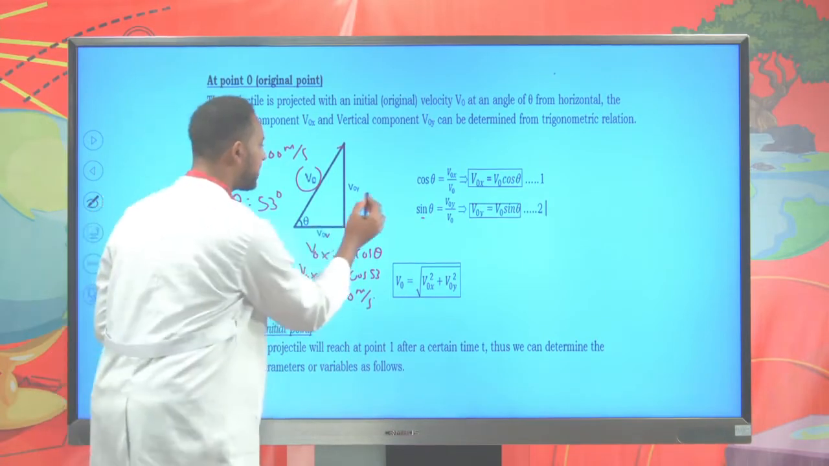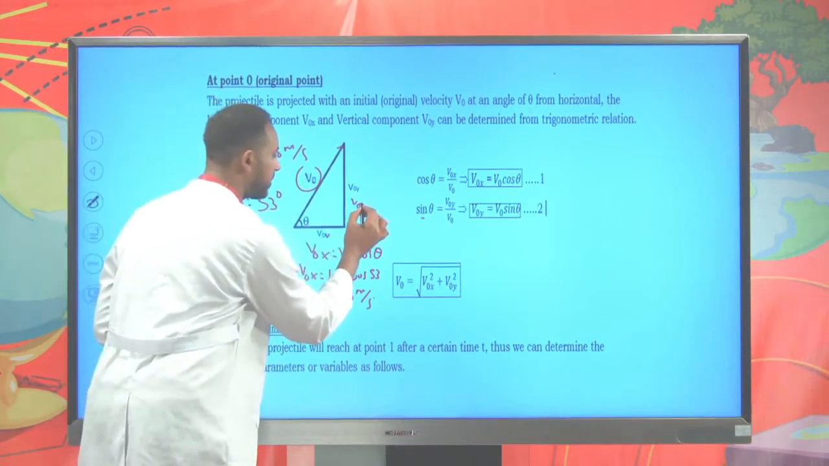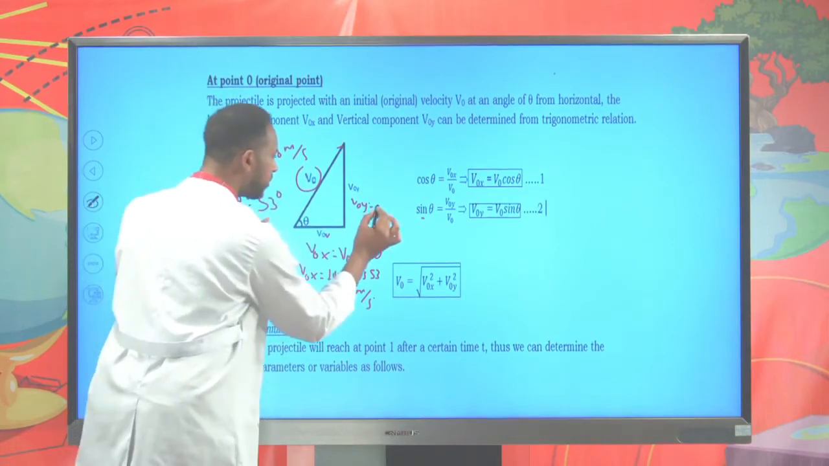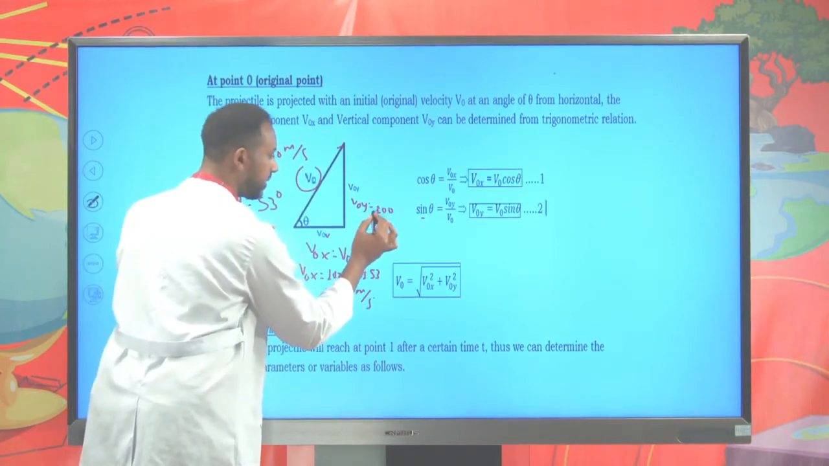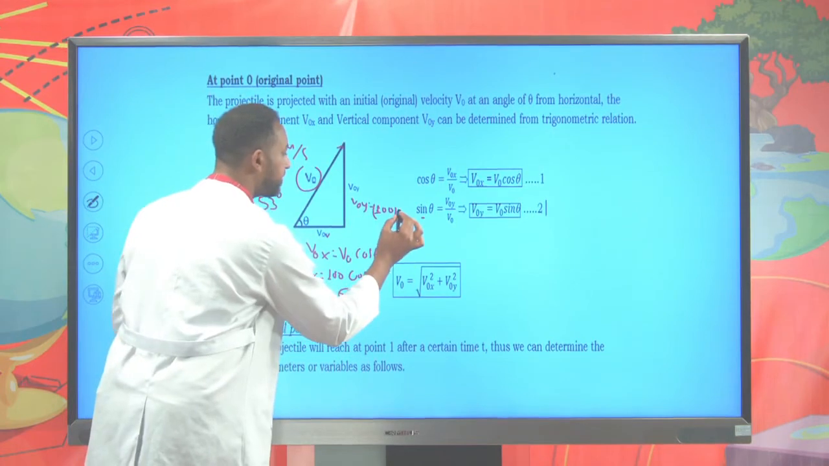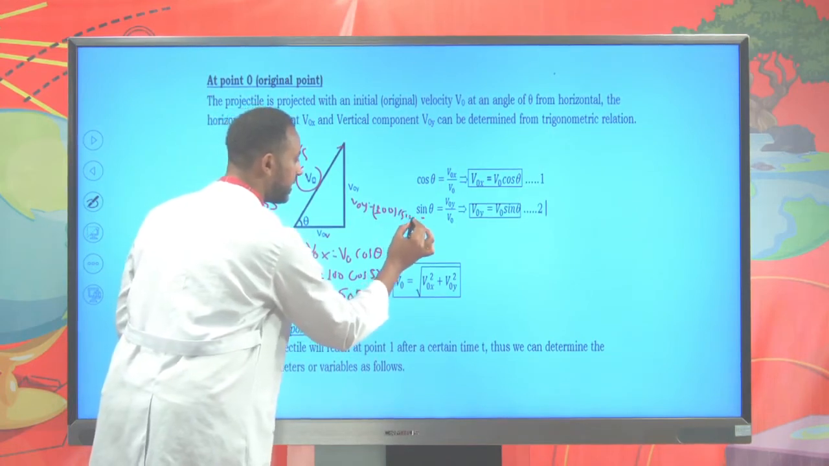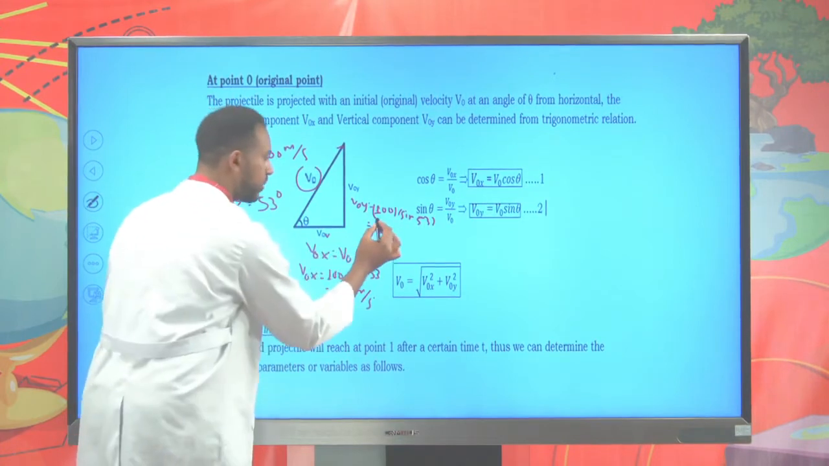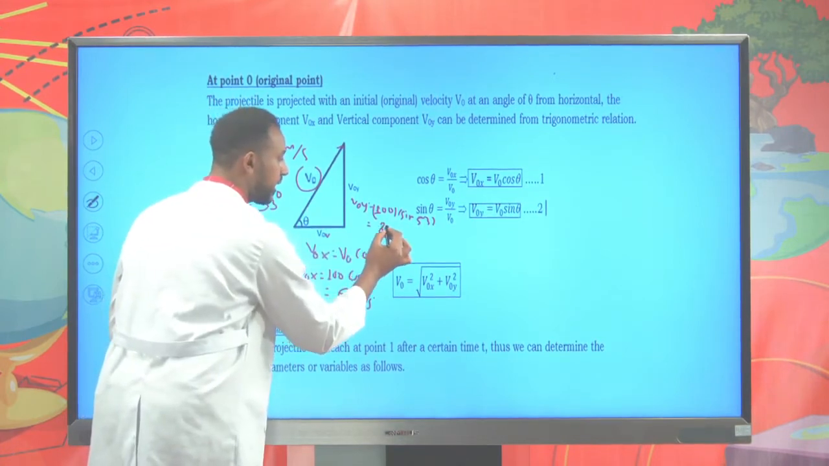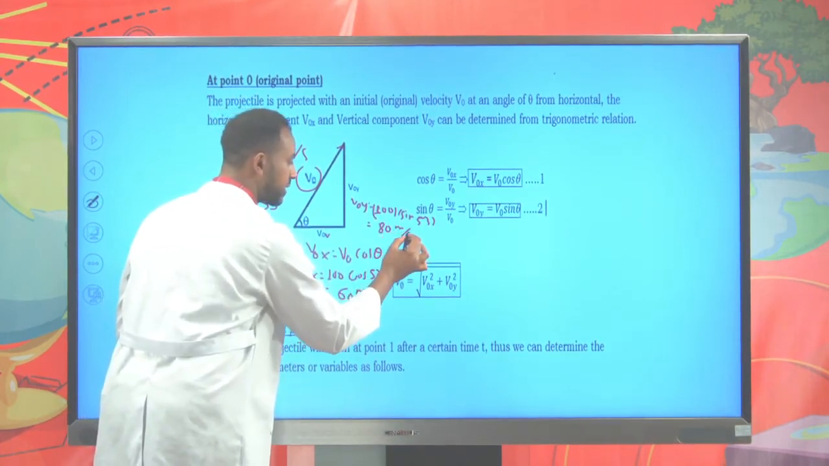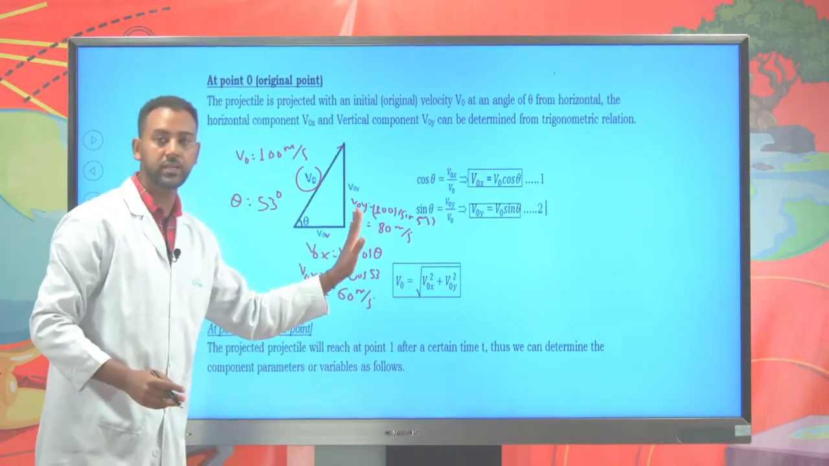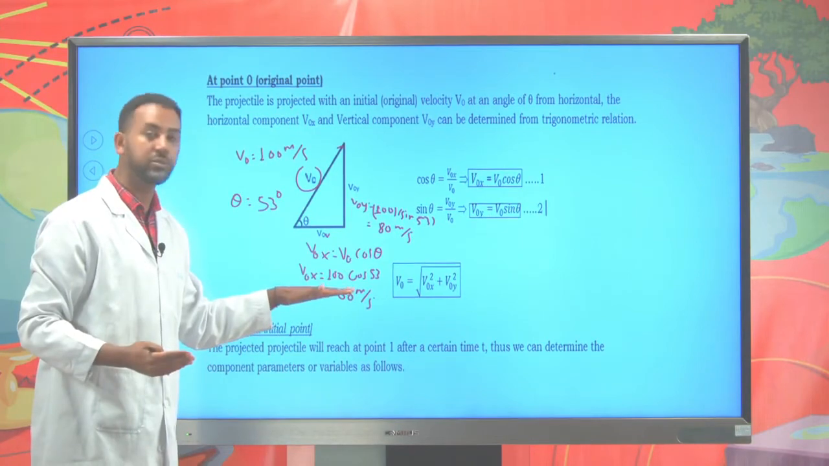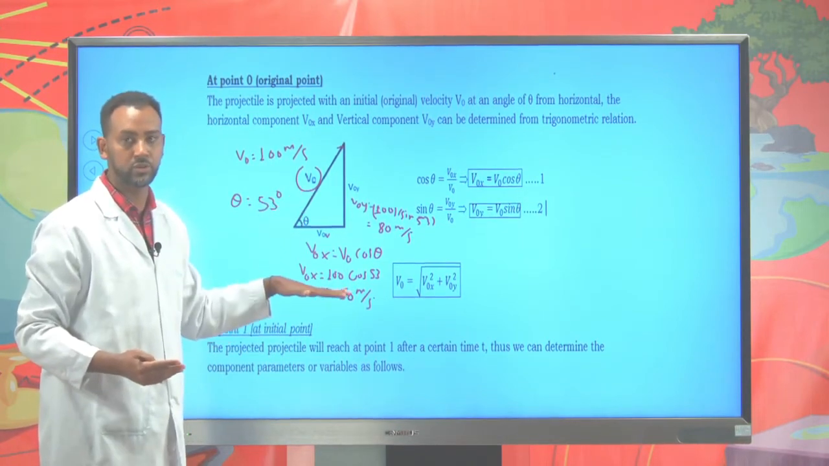Whereas the vertical component can be determined as v0y equals v0 sine theta. This is how we put it. v0 is 100, the initial velocity is 100. And sine 53. Okay? Sine 53 gives us 0.8. 0.8 times 100 gives us 80 meter per second. Look here. 80 meter per second is the initial vertical component, and 60 meter per second is the initial horizontal velocity component.